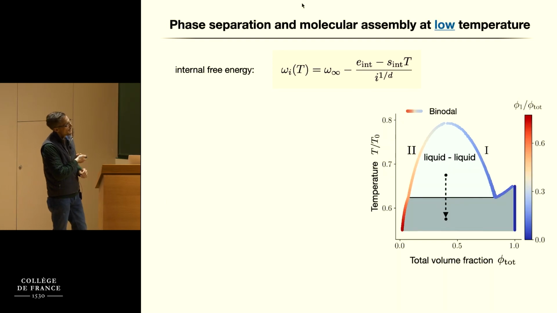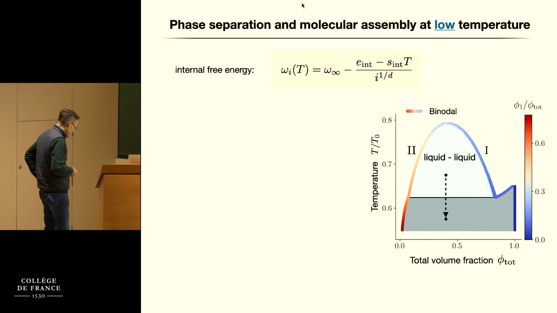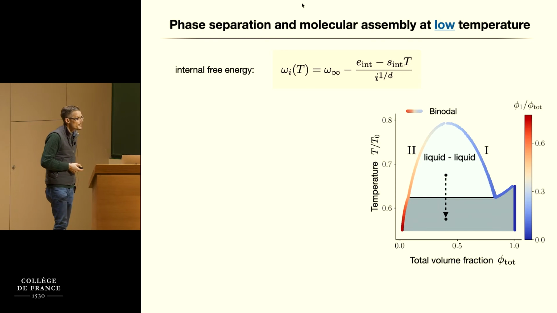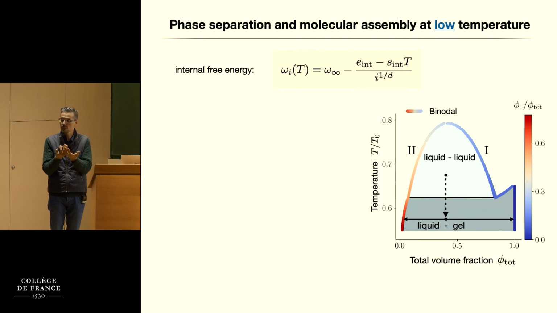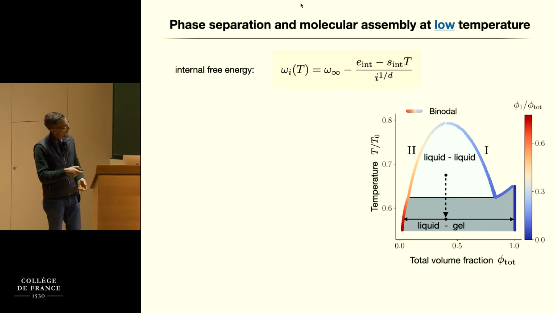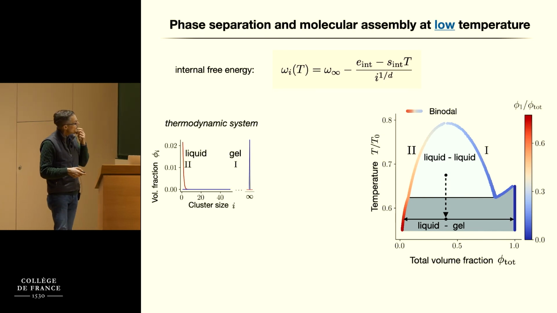So let's now change temperature. Same system. So we decrease temperature now. As you do that, you can actually find another transition. And this transition is now that the system forms two coexisting phases. One is a liquid, and the other one is a gel. What do you mean by a gel?